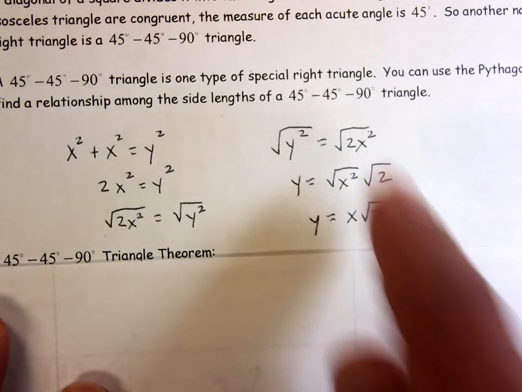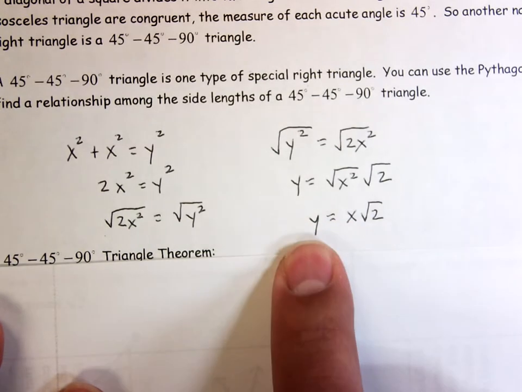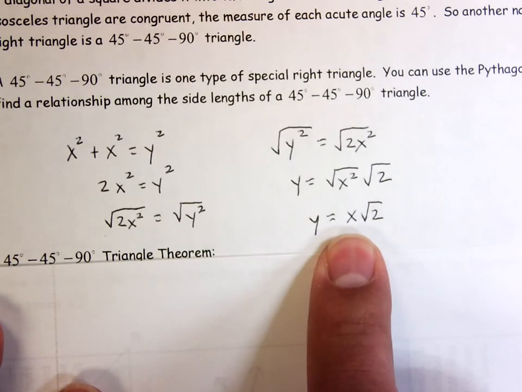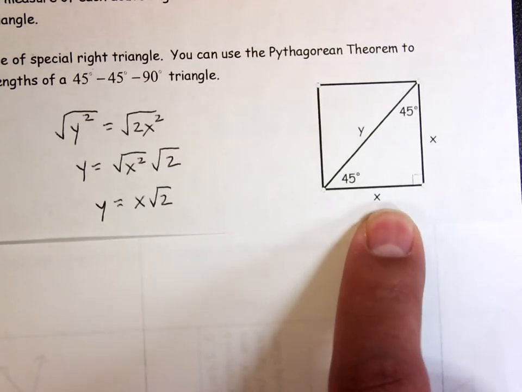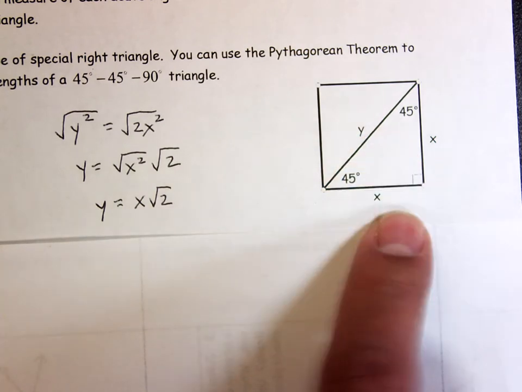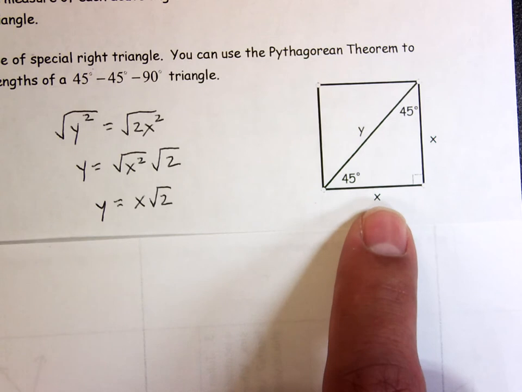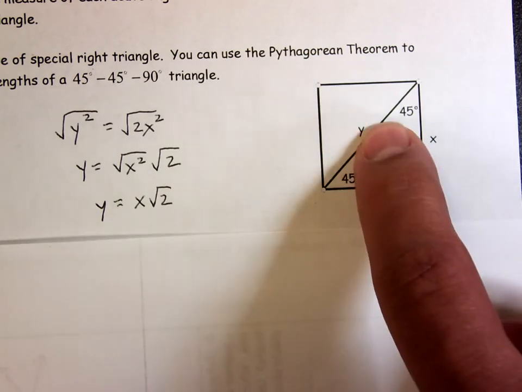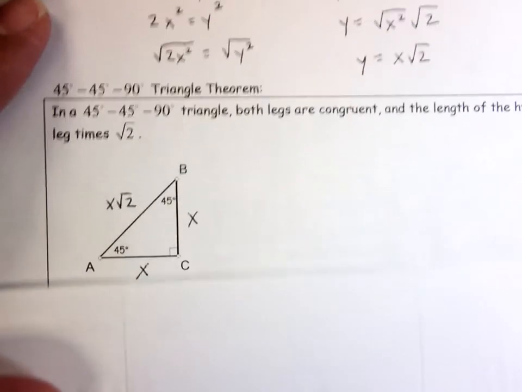Now, the good thing is I don't ever have to do this again, because this thing just told me that my hypotenuse is equal to x times root 2. So whatever this x is, if this x is 4, then this piece, the hypotenuse, is 4 root 2. If this piece is 8, this piece is 8 root 2. If this piece is 204, this piece is 204 root 2. I don't ever have to do this again. So that's all we're going to put here.